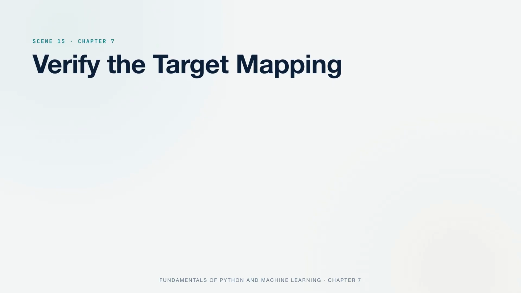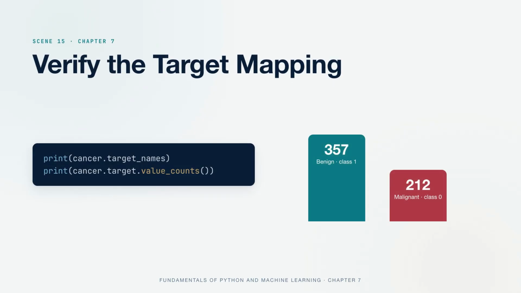We inspect target names to verify the meaning and order of the target labels. We also count the observations in each class. The dataset contains more benign examples than malignant examples. This is not an extreme imbalance, but the classes are not evenly distributed. Class proportions matter when splitting the dataset and interpreting accuracy.